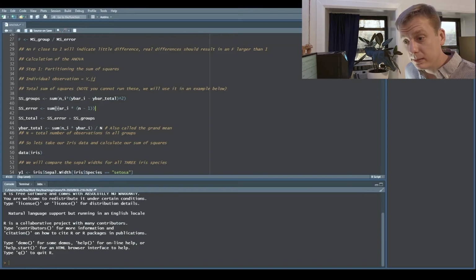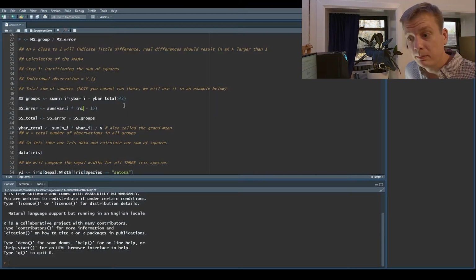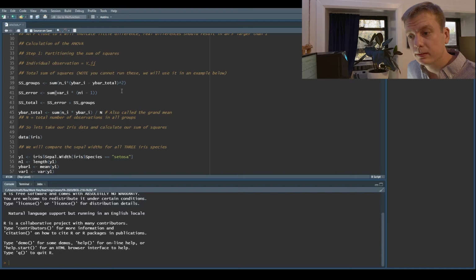The sum of squares error is the sum of the variance of each group times the number of observations per group minus 1. And this is also the degrees of freedom per group. We get the total sum of squares by adding the error sum of squares and the group sum of squares.